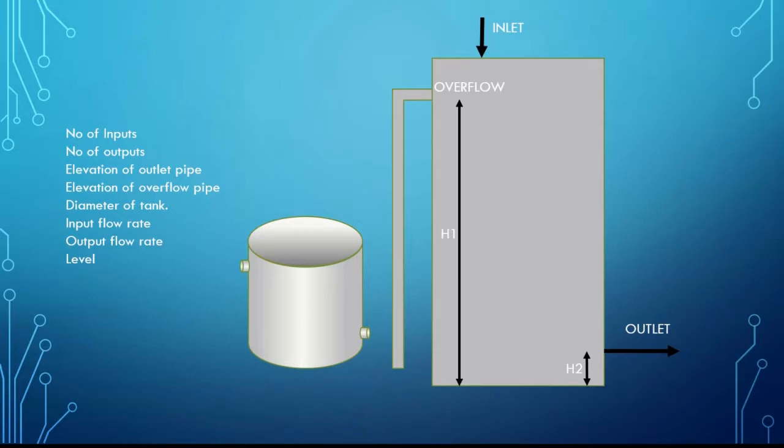At the end, we need to know the level in the tank. So our target from this simulator is to know the level at any moment. The level will always be between the outlet pipe and the overflow pipe. It cannot exceed the overflow pipe and it cannot be below the outlet pipe.